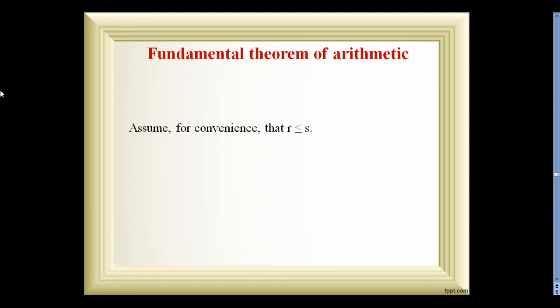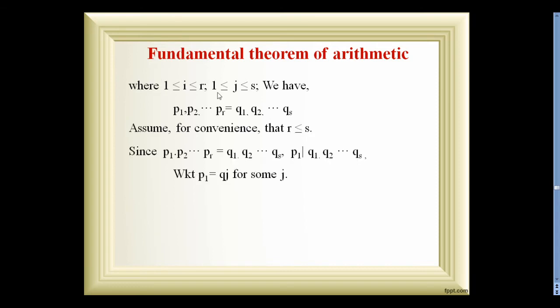Now, assume for convenience that r is less than or equal to s. The range of i will be 1 to r and the range of j will be 1 to s. And we have p1, p2 up to pr equals q1, q2 and so on up to qs. Actually we want to prove r equals s, but here we will take r less than or equal to s.